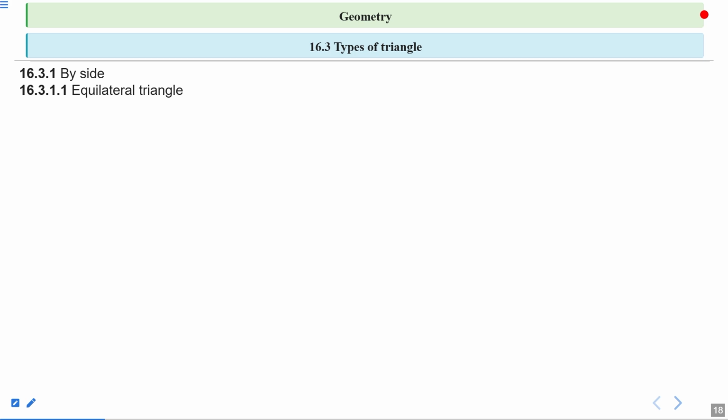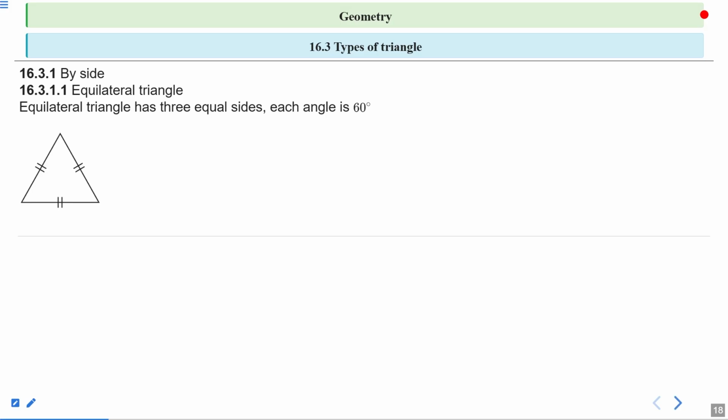So by side, the first one is the equilateral triangle. An equilateral triangle has three equal sides, and each angle is 60 degrees. This is the diagram of an equilateral triangle.